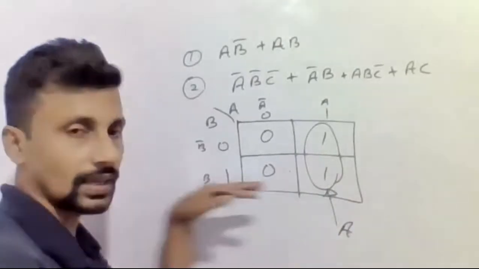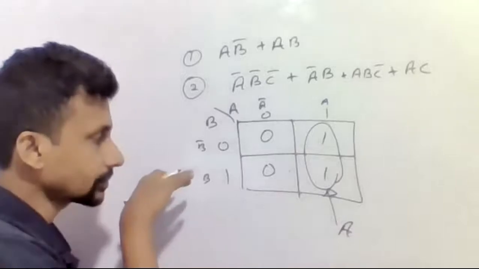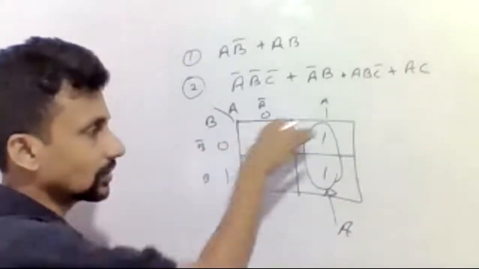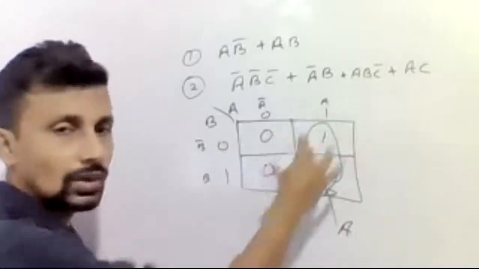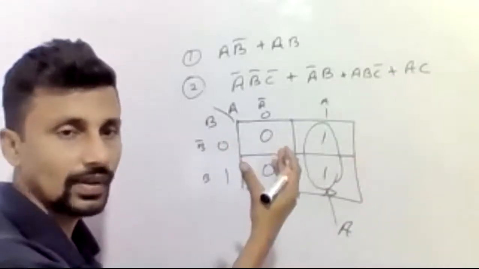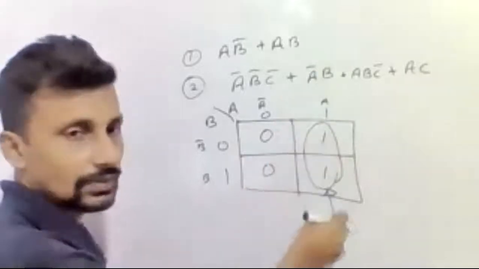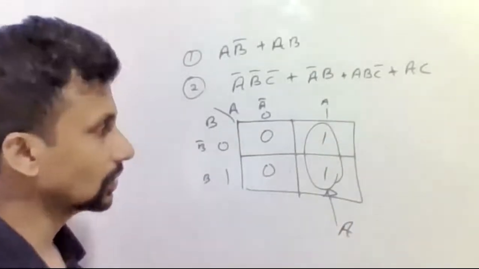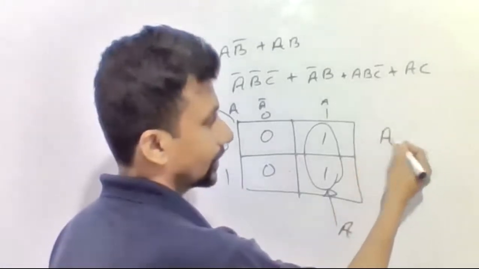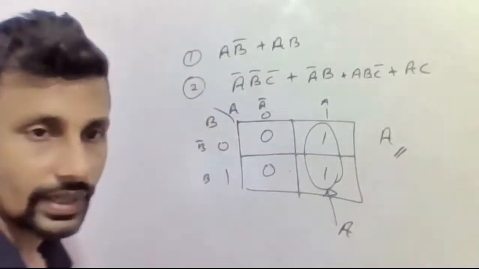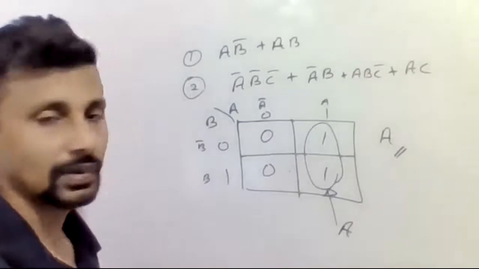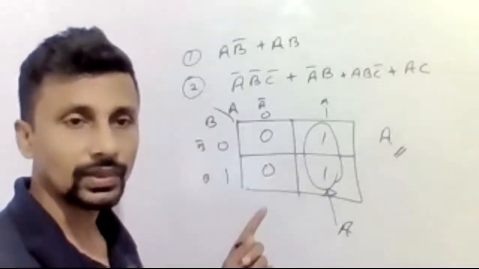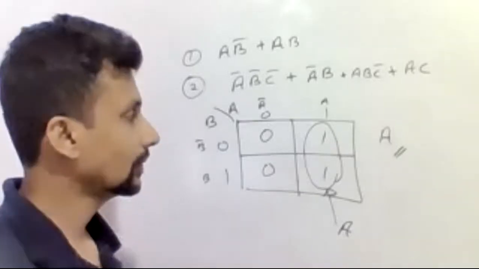So from this side, horizontally, you don't get any common values for both the ones. That means for the whole group, what is the common value? Vertically you get A. Horizontally you don't get anything. So your answer is A. So the simplified expression is A. I will tell you another way of doing that.